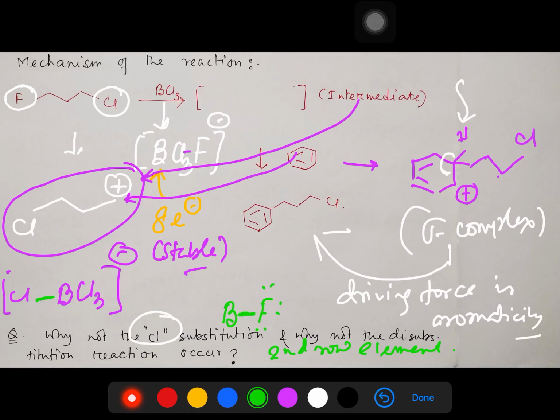And second, see, boron is a small element. Around that boron there are already 3 chlorines. So if you put another chlorine, that bulkiness will be more compared to the fluorine, so it will prefer fluorine from every point of view. So these many points support that the fluoro will leave, although the CF bond energy is higher.